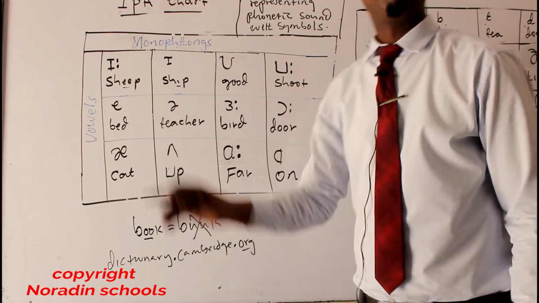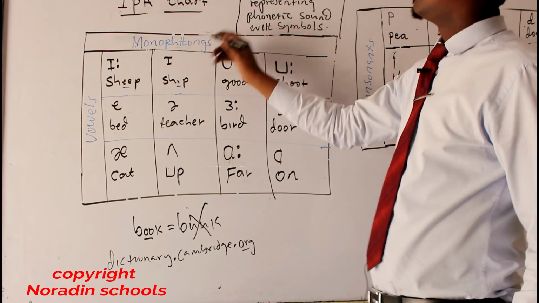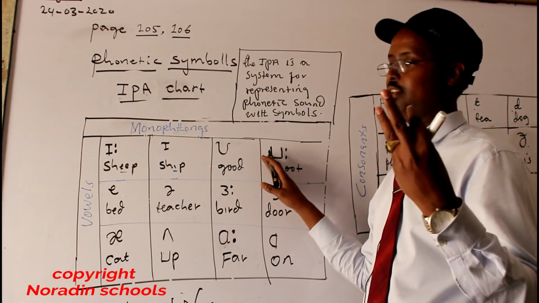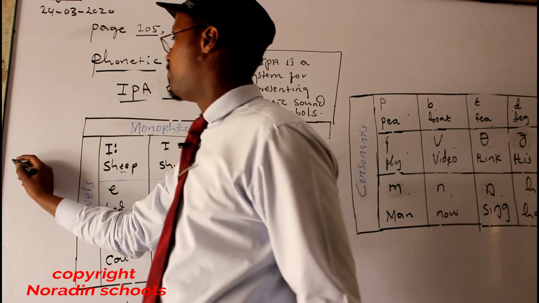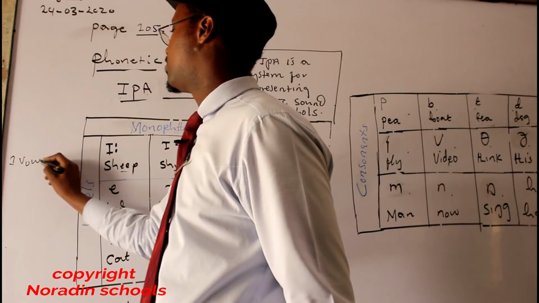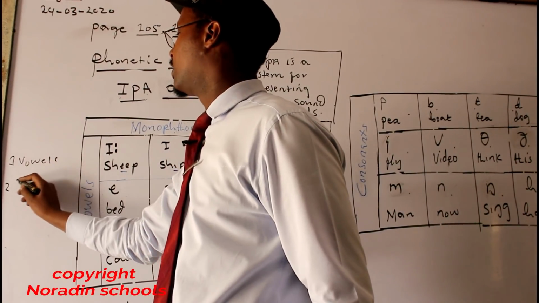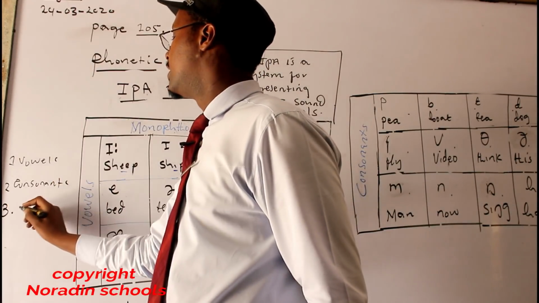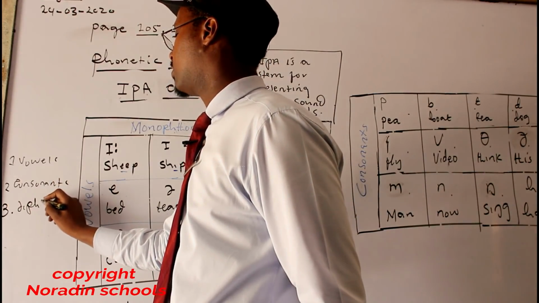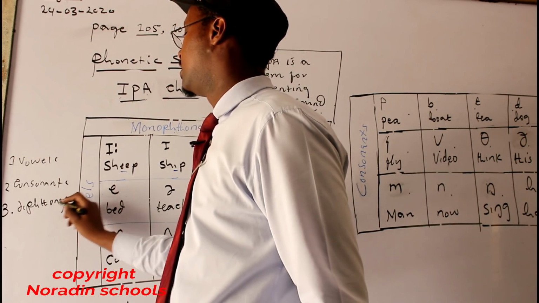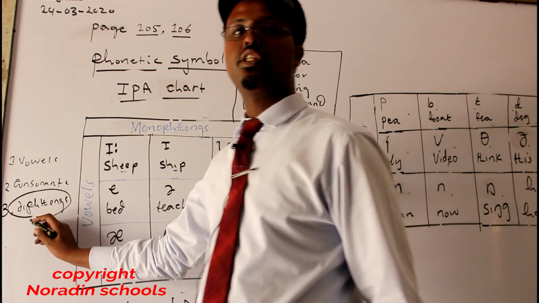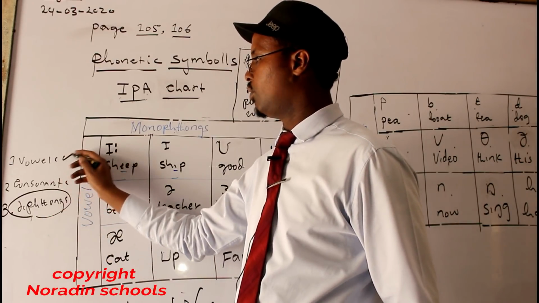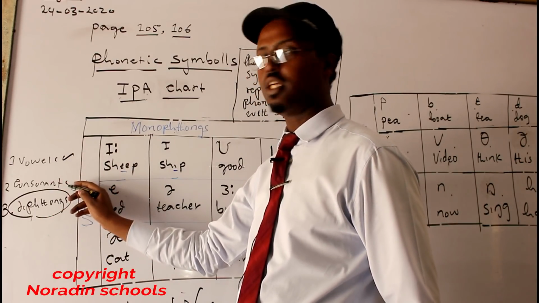So we will divide this pronunciation chart into three. Number one, the vowels. Number two, the consonants. Number three, the diphthongs. The diphthongs we will learn, inshallah, in the next classes. But today we will master the vowels and the consonants.